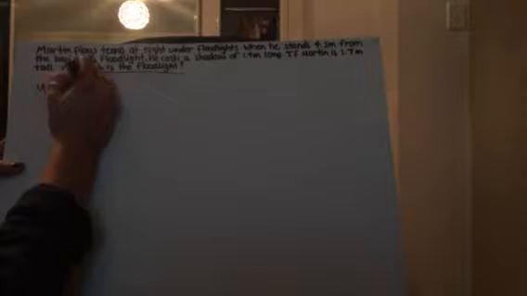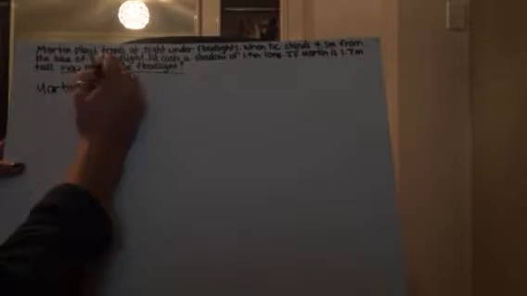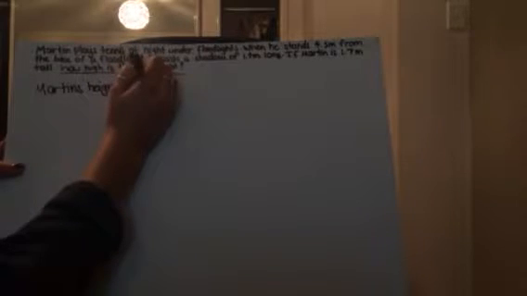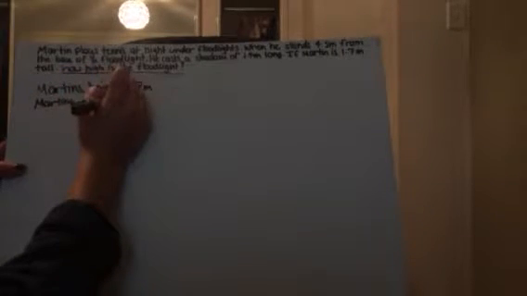Okay, so the first thing we need to do here is take out all the important information in the question and write it down. So what we do already know is that Martin's height is 1.7 meters. We know that Martin's shadow is 1.4 meters.